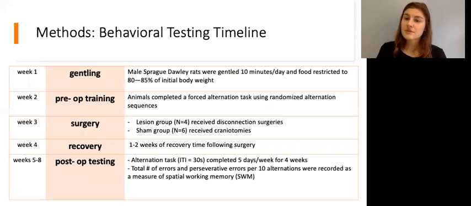This is the timeline for the behavioral component of the experiment. In the first week, we gentled rats and placed them on a food-restricted diet. We then trained the animals with a series of 10 random forced alternations so they would be accustomed to the maze. Then during the surgery week, I randomly assigned animals to two groups, a group that received the disconnection surgery and a group that received the craniotomy as a control procedure. Following a recovery period, we began 4 weeks of postoperative testing in the Y maze and recorded the number of both total and perseverative errors, or repeated errors, in each session.